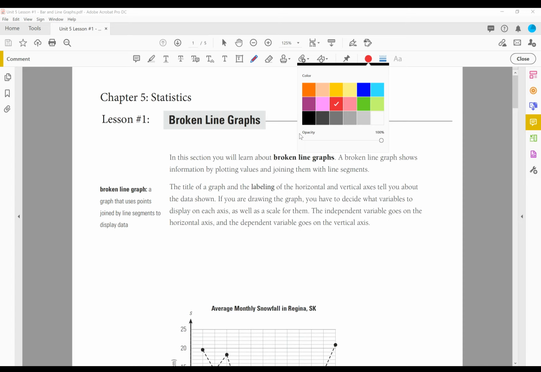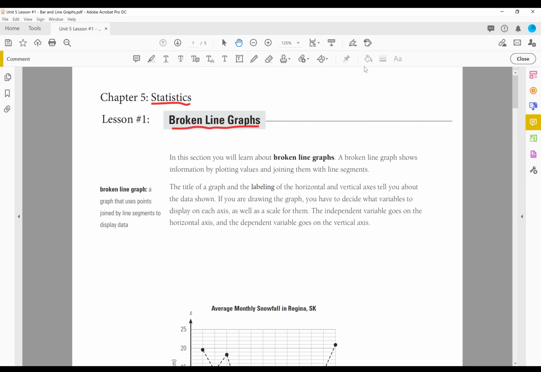So the unit is called statistics. It's called that because we're basically graphing a bunch of things and then taking information from those graphs. So that's what we're going to start with today. We're going to start with a graph called a broken line graph.